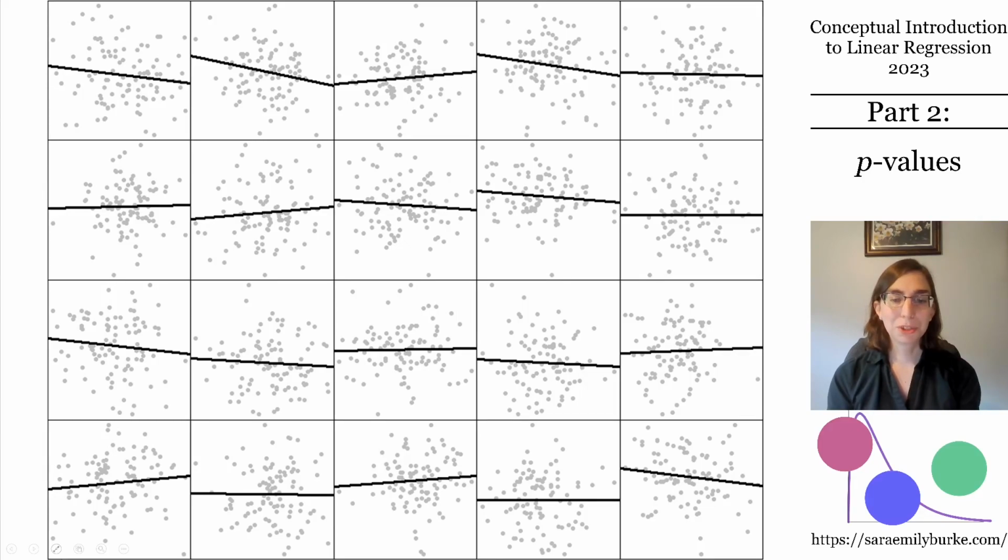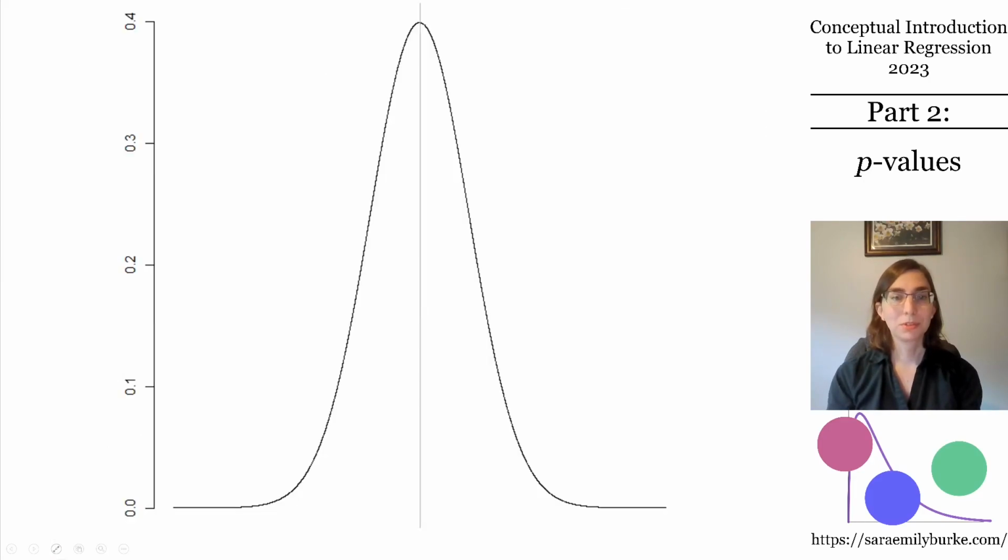How does the computer get p-values for these slopes? It turns out that we can characterize the distribution of slopes that would be generated by a random process like this, and then calculate p-values based on that characterization of the distribution. This is a normal distribution. It's a decent way to describe the possible slopes that we could get from a data generating process where x and y are independent and we have a sample size of 100.